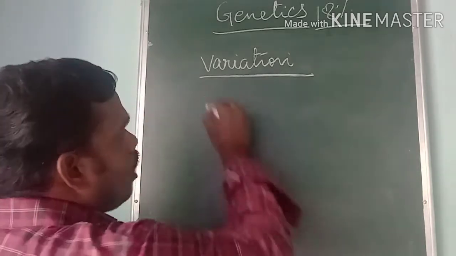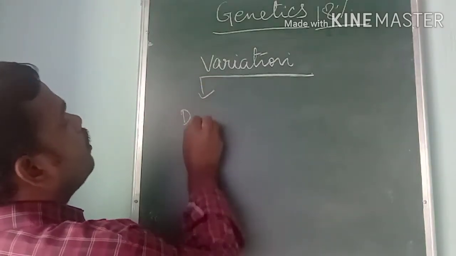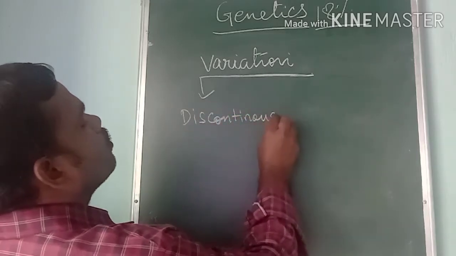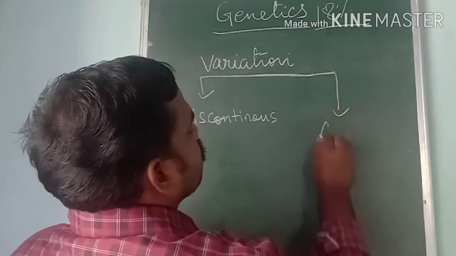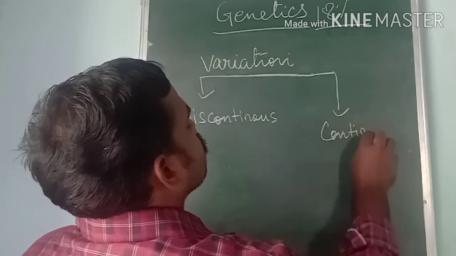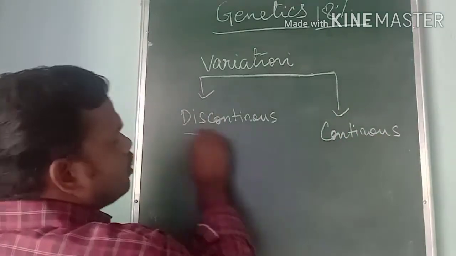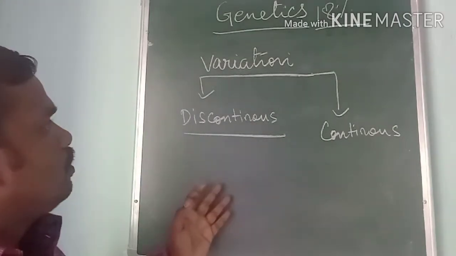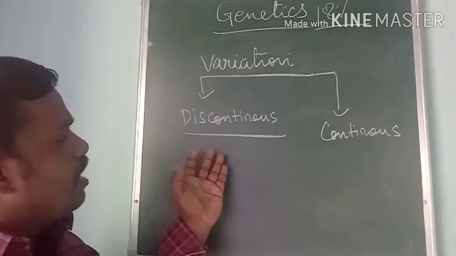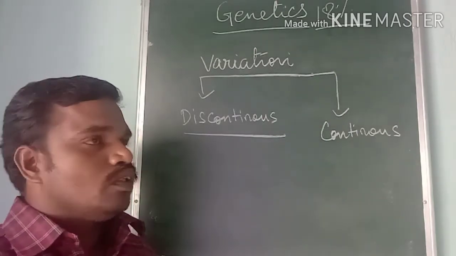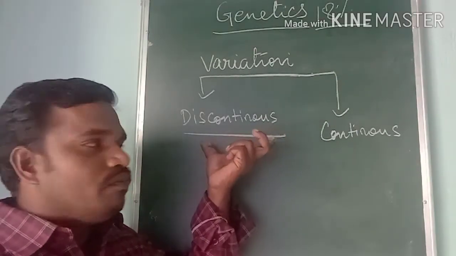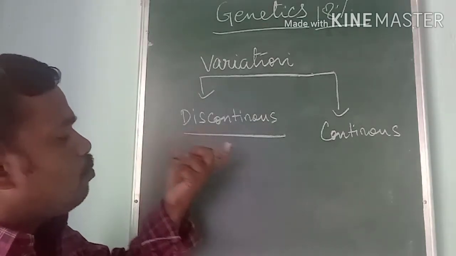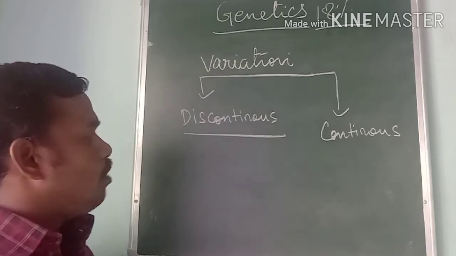These variations are of two types. One is discontinuous variation, and another one is continuous variation. Let's see about the discontinuous variation first. In this type of variation, there is a limited form of variation within the population.